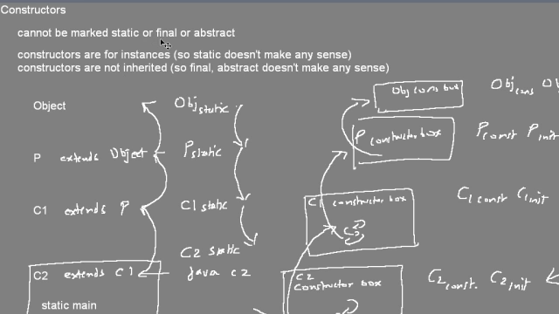They cannot be marked final or abstract because constructors are not inherited, so it doesn't make sense to have final or abstract modifiers on constructors, because final or abstract are used only in the context of inheritance.